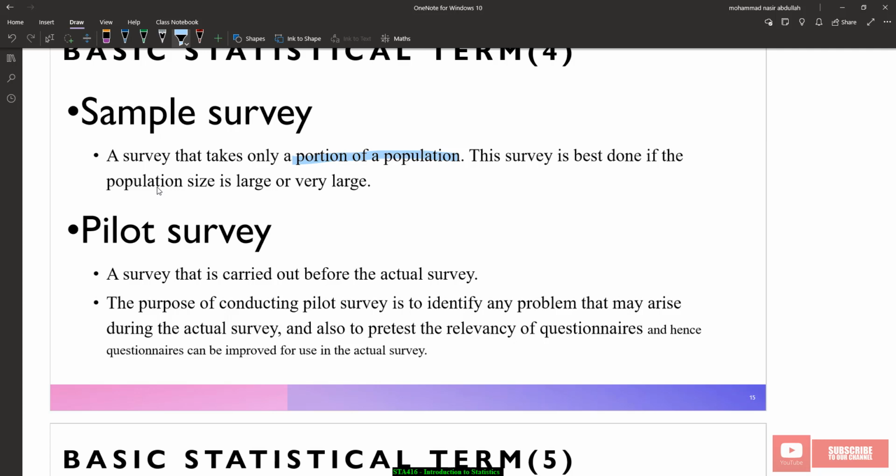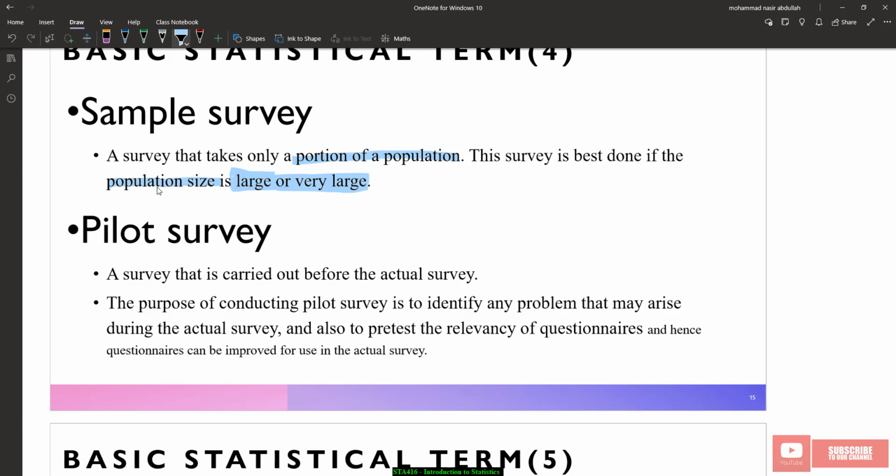So survey is best when the population size is large or very large. Let's say, for example, the example I mentioned earlier: I want to do a study on knowledge, attitude and practice on dengue fever prevention at Perak Tengah District. So my population is residents at Perak Tengah District.